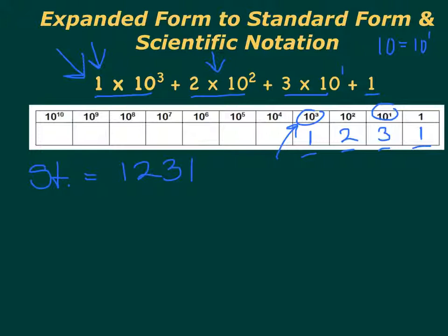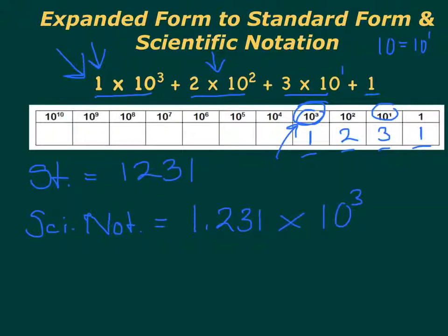Okay? Now for scientific notation, it's also more or less done for me. So scientific notation, just a little short form there. And that's going to mean that I have to again write a decimal. So I'm going to write this number as a decimal, starting with 1.231. And because my number starts right here at 10 to the power of 3, that's what I'm going to multiply, times 10 to the power of 3.